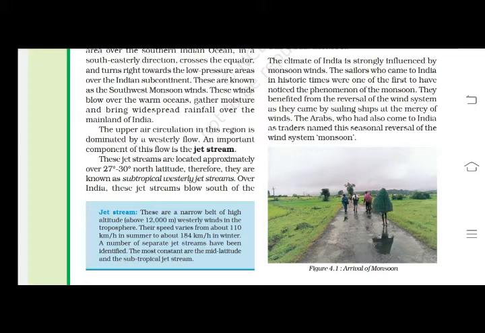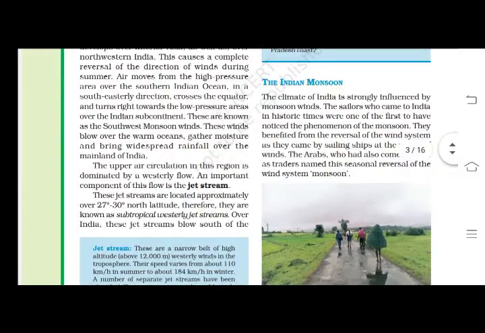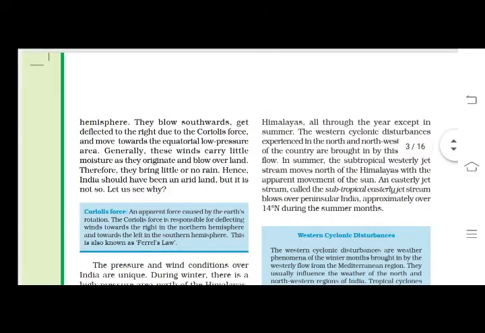These jet streams are located approximately over 27 degrees to 30 degrees north latitude. Therefore, they are known as the subtropical westerly jet streams. Over India, where do these jet streams blow? They blow to the south of the Himalayas all through the year except in summer.